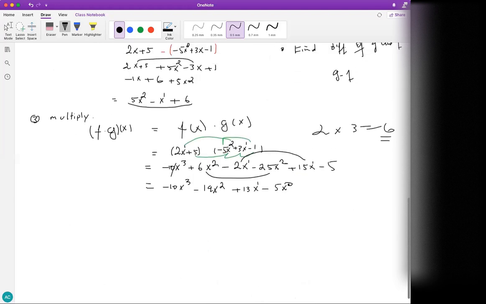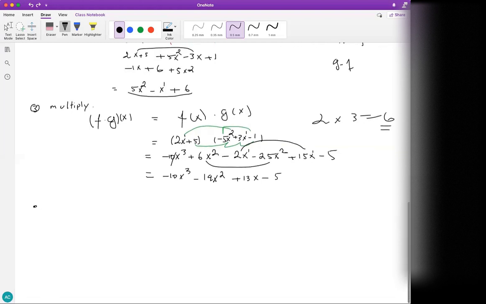Again, no need to write the x like this. No need to write the x1 here. And that's basically it. So it's very similar to multiplying polynomials. Now let's see how to evaluate number 3. See how to evaluate polynomial functions.